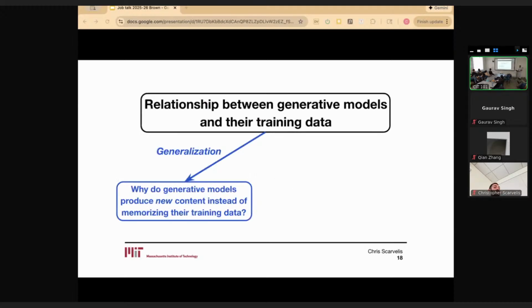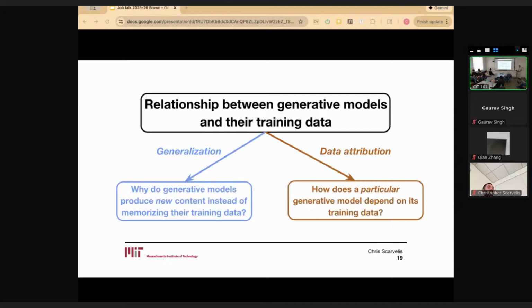To understand this relationship, we need to understand two phenomena. The first is generalization. How and why do generative models generate new samples rather than simply memorize their training data? The second is data attribution. How does a particular generative model's behavior depend on its training data? And how does behavior change if its training data were different?